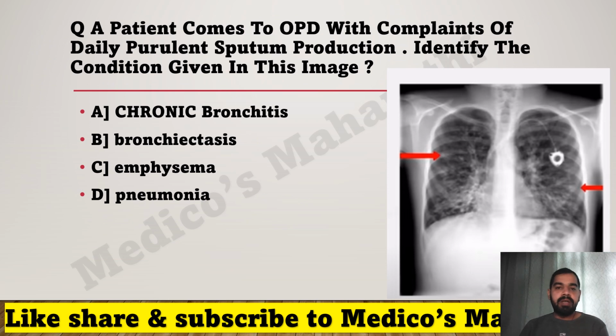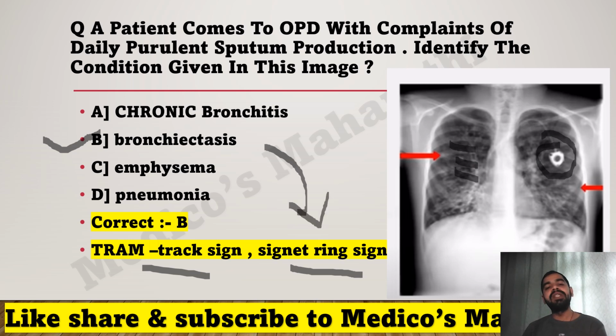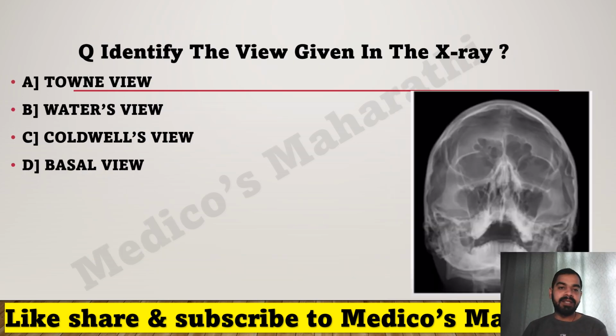A patient comes to OPD with complaints of daily purulent sputum production. Identify the condition given in this image, my dear friends. So here you can see in the image the signet ring appearance, and this signet ring appearance is identical to option number B, that is bronchiectasis. You can also note down tram track appearance or tram track sign and signet ring sign. Both are associated with bronchiectasis, my dear friends.